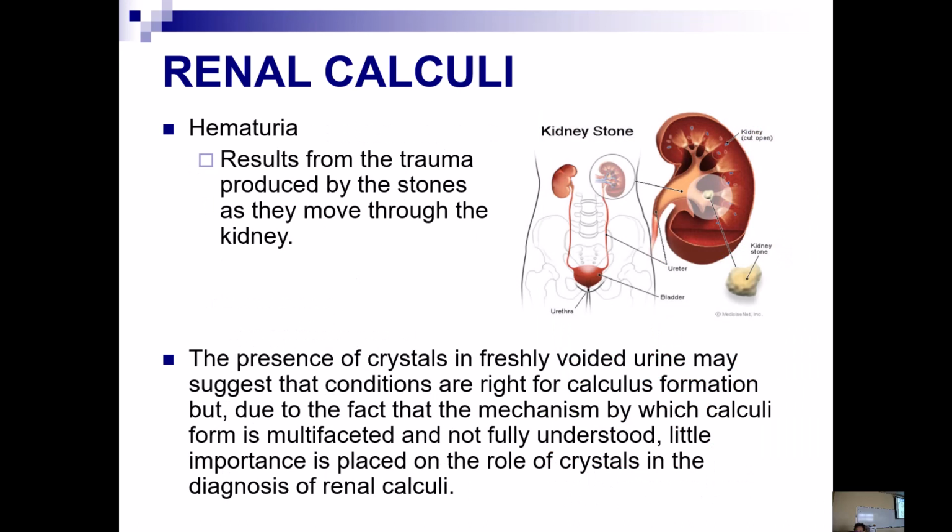So renal calculi oftentimes are going to cause hematuria because these stones are big and they're going to scrape the internal parts of the kidneys as they move through the kidney and create bleeding. So we're going to actually get blood in the urine. The presence of crystals in freshly voided urine may suggest that conditions are right for stone formation, but just because you have crystals does not mean you're going to necessarily get stones. It indicates the conditions are right, but it is not necessarily an indicator that you will end up with stones.